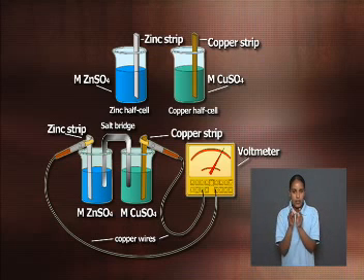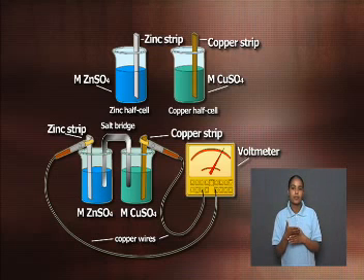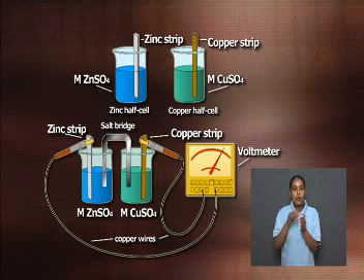Assemble a zinc half cell by putting the zinc sulfate into one of the beakers. Then dip one end of the zinc strip into the zinc sulfate. The same process is repeated with the copper strip and the copper 2 sulfate to make the other half cell. We can see these two half cells at the top of this image.